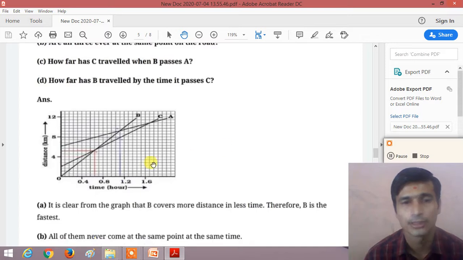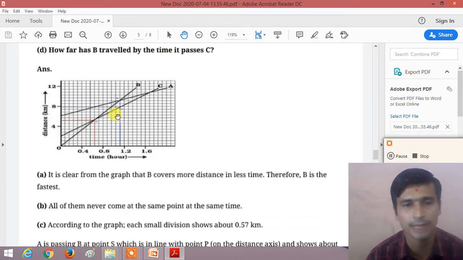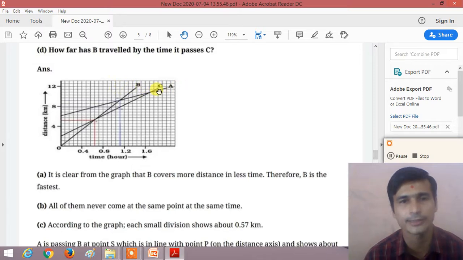Dear student, the slope of the distance time graph gives us the average speed of the vehicles, right? So from this graph we can say that B covers more distance in less time. B covers more distance in less time. So B is faster compared to C and A. After that, C is faster than A. B is faster than C and A, C is faster than A, and A has the smallest speed.